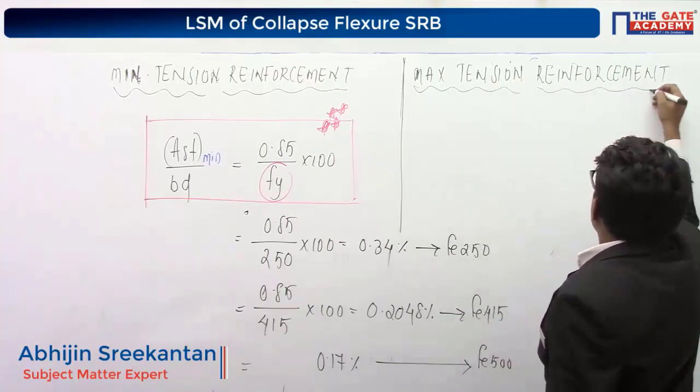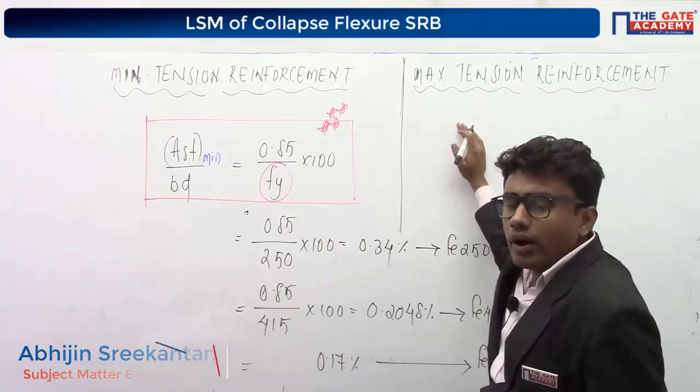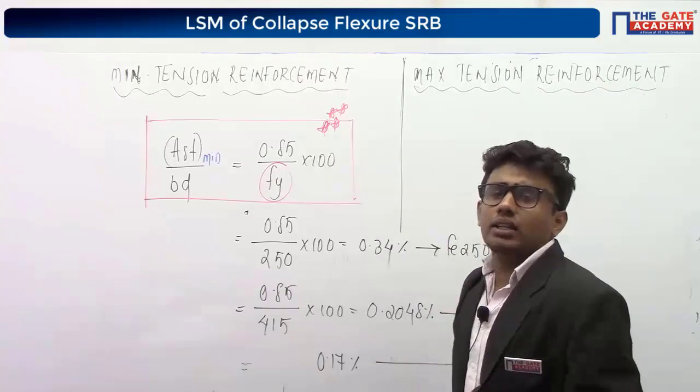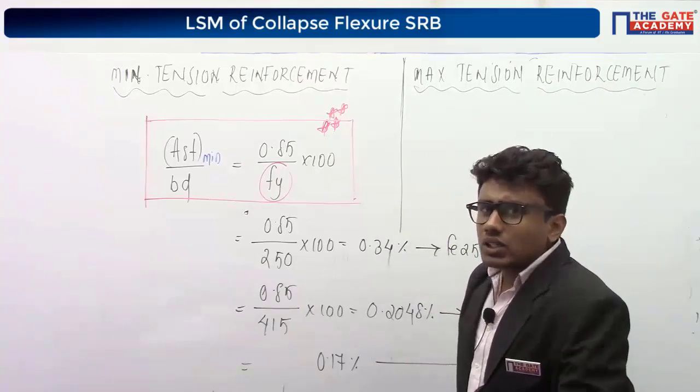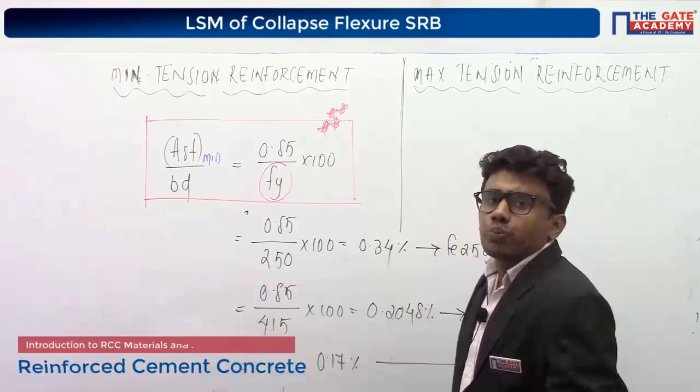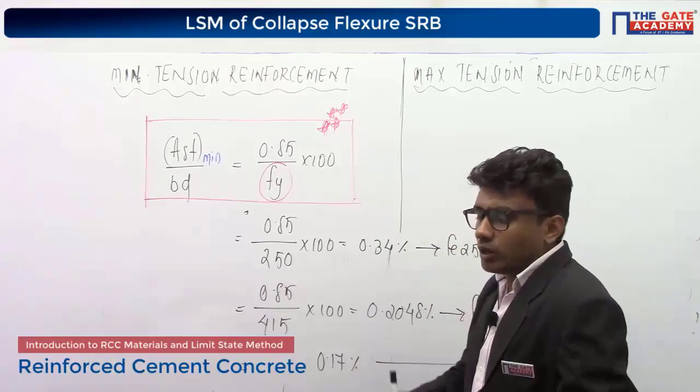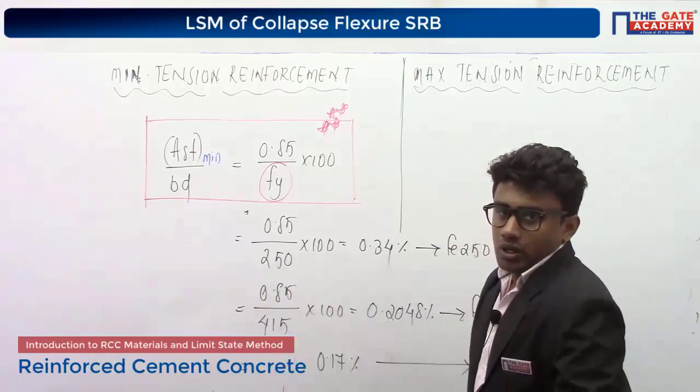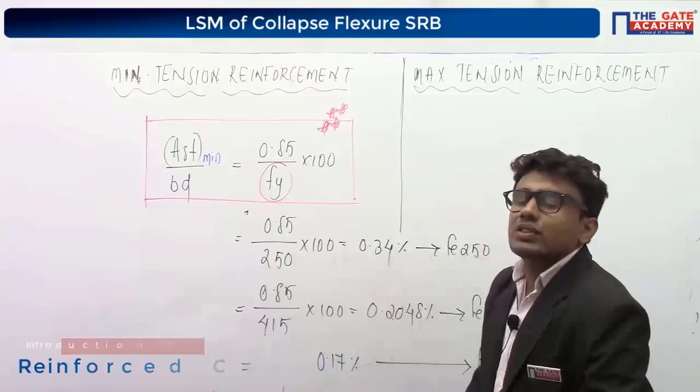Maximum tension reinforcement. In order to avoid the congestion of concrete in the beam, our IS code is limiting the use of steel also. Limiting the use of steel means we cannot provide steel more than this in the beam. So that is the meaning of maximum tension reinforcement.